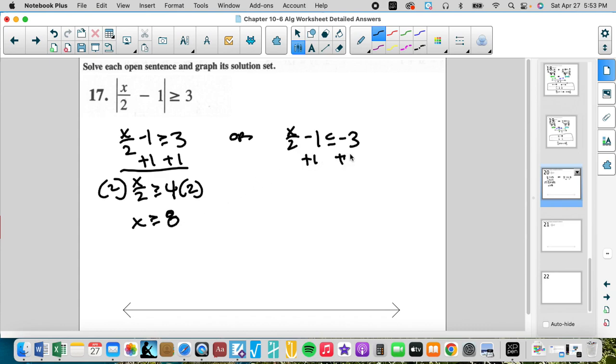Add 1, add 1. X over 2 is less than or equal to -2. Inverse of dividing by 2 is multiplying by 2. X is less than or equal to -4. That's an OR.